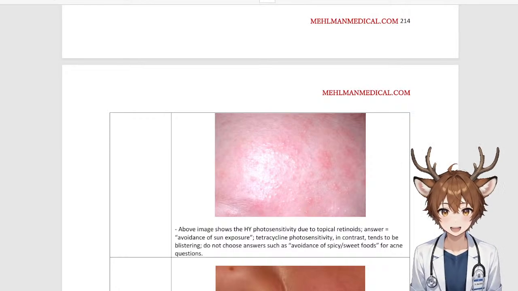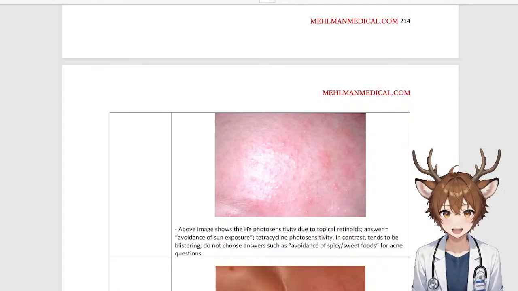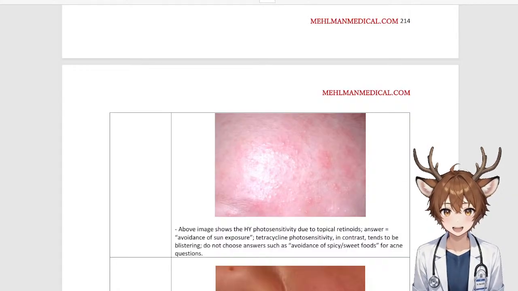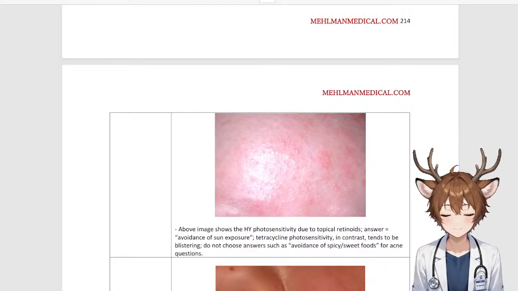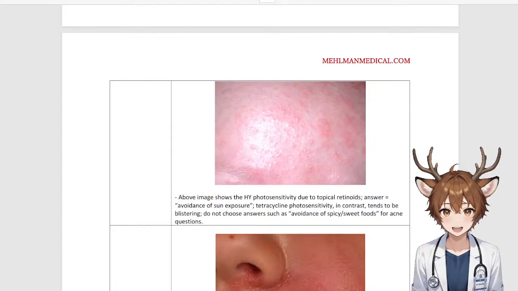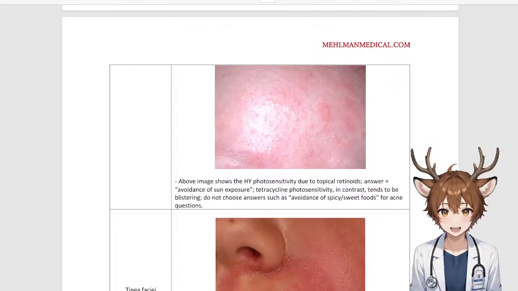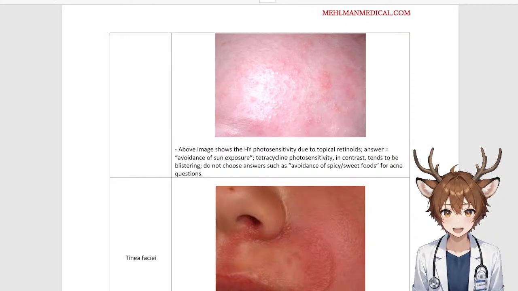Tetracycline photosensitivity, in contrast, tends to be blistering. Do not choose answers such as avoidance of spicy or sweet foods for acne questions. Basically, both tetracycline and topical retinoids induce photosensitivity, so be aware of that.